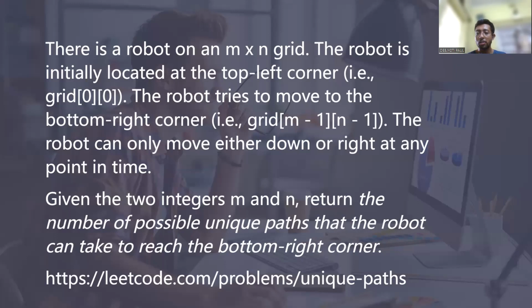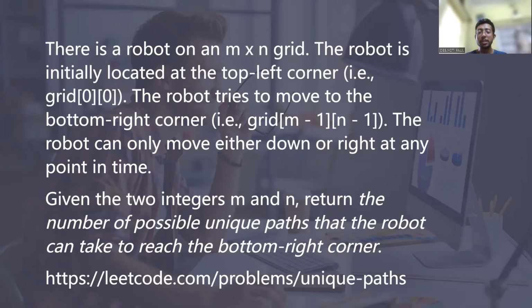and then the robot tries to go to the bottom right corner, and the only way the robot can travel is it can either move down or it can move right. This is a very important constraint: the robot can only move down or only move right. If you are not getting the problem because of not being able to visualize it, we will give a visual description of this in the next slide.